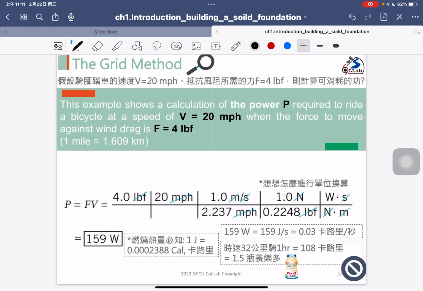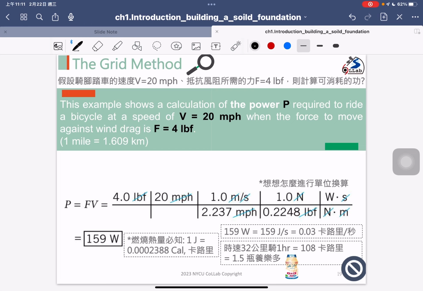Okay, so this is the final class today, and I'm going to show some exercises, and then you will know how important unit conversions are. This is another exercise, and first we should understand what the questions are and what answer we are required to provide.